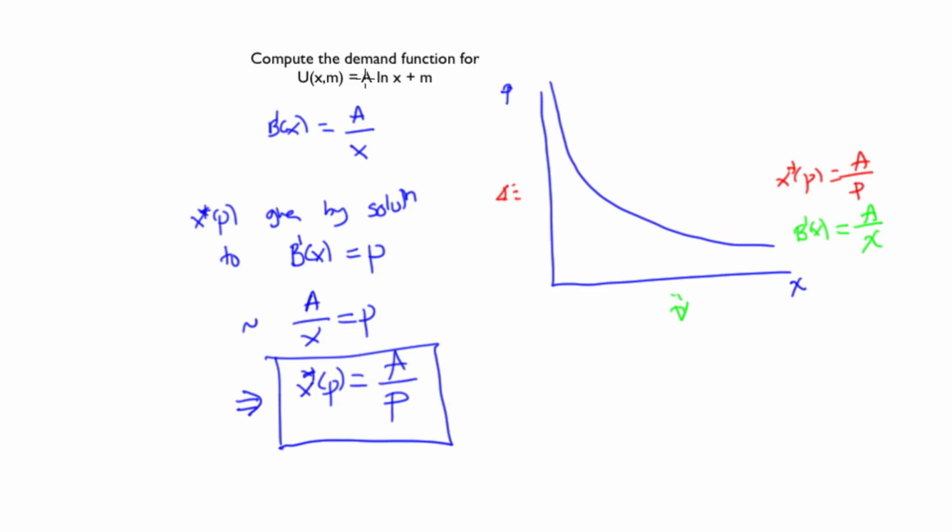which, as you can see here, is a taste parameter that modulates how strong your willingness to pay for X is, increases. So it should be easy for you to see that if A goes up, the demand curve shifts to the right to something like this. And if A goes down, it shifts to the left to something like that.